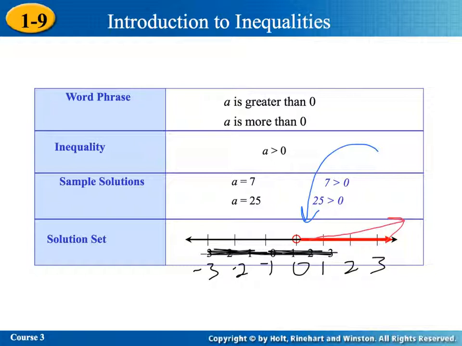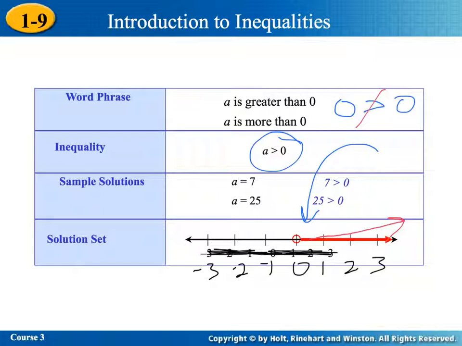Now, 0.0000001 is a solution, and my graph explains that, but it tells me that exactly at that point 0, where my numbers start crossing 0, 0 is not a solution to this set, because I cannot tell you 0 is greater than 0. That is untrue. It's impossible. So we need to use an open dot on our number graph to show that.